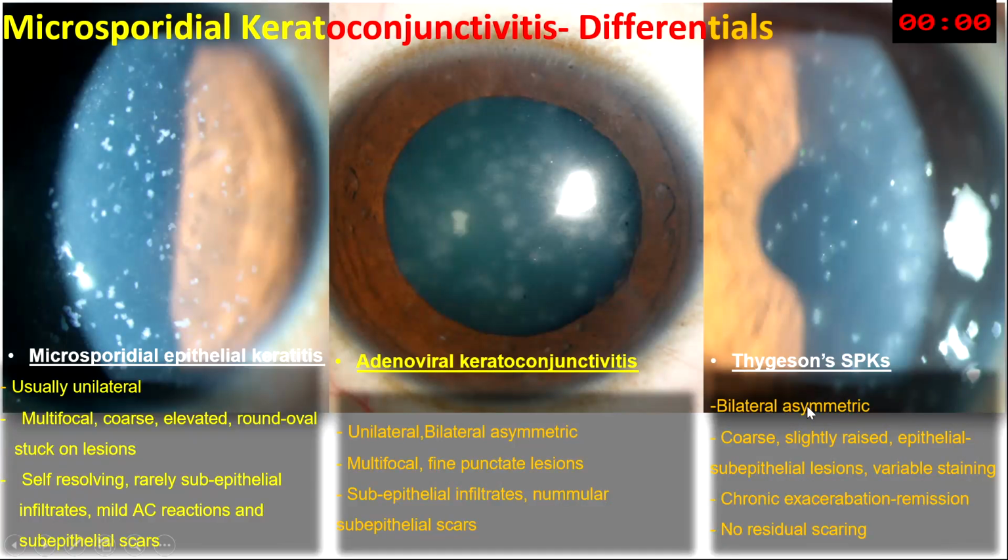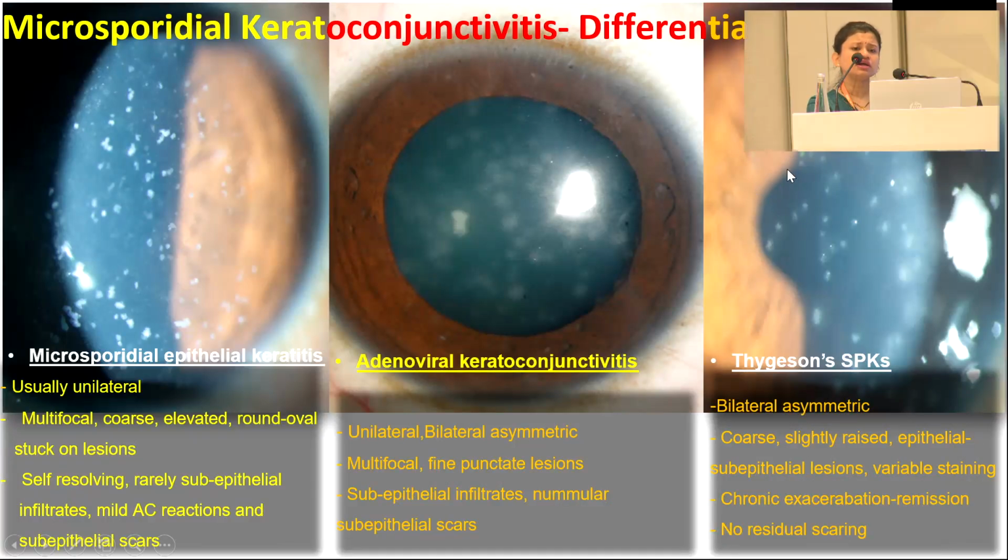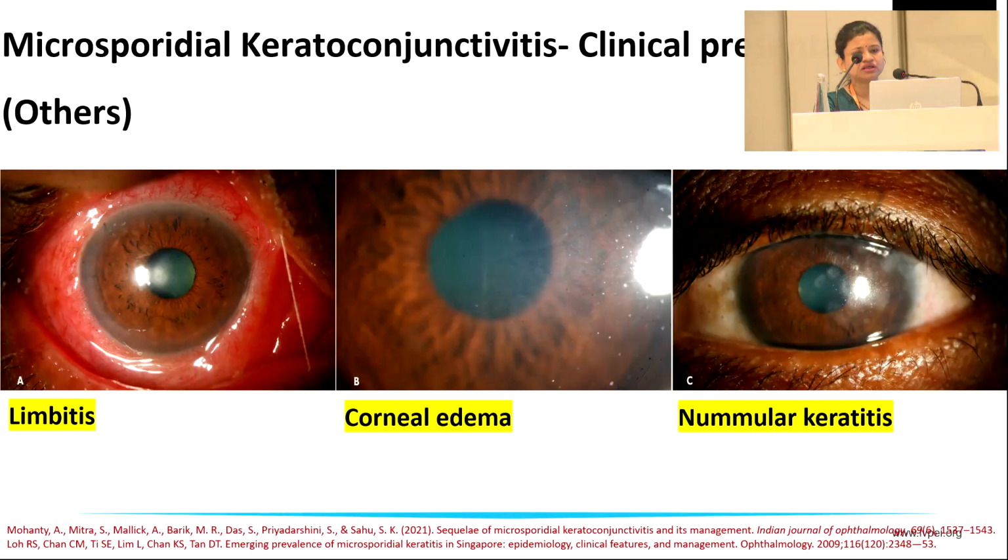Whereas Thygeson's SPKs usually occur in young and middle-aged people and are bilateral and asymmetric. They are coarse, slightly raised subepithelial lesions with variable staining, with chronic exacerbation and remission, and respond to topical steroids without any residual scarring. Other clinical presentations of MKC can be limbitis, corneal edema or endothelitis, and nummular keratitis, which require topical immunosuppressants.